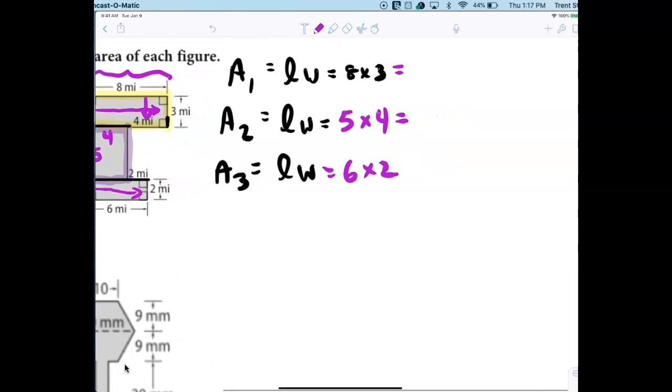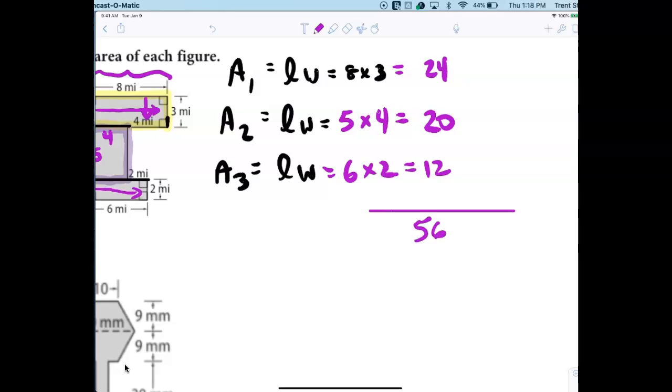So the area of the top rectangle I know is 24. The middle rectangle is 20. The bottom rectangle is 12. So the area of that shape, I would just do what? It's 56. 56 what? Milliliters squared. Miles squared, I think. It doesn't matter, though. As long as you know the unit squared, that's all.